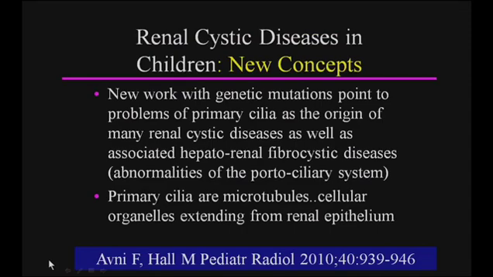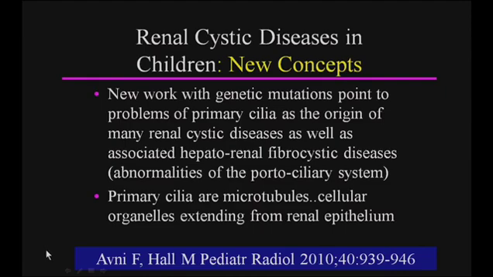There are some new concepts of renal cystic disease. Avni in 2010 discusses genetic mutations and ciliary diseases as the cause. Problems of primary cilia as the origin of many renal cystic diseases, as well as associated hepatorenal fibrocystic diseases, are discussed by them in that article, which one could look at.